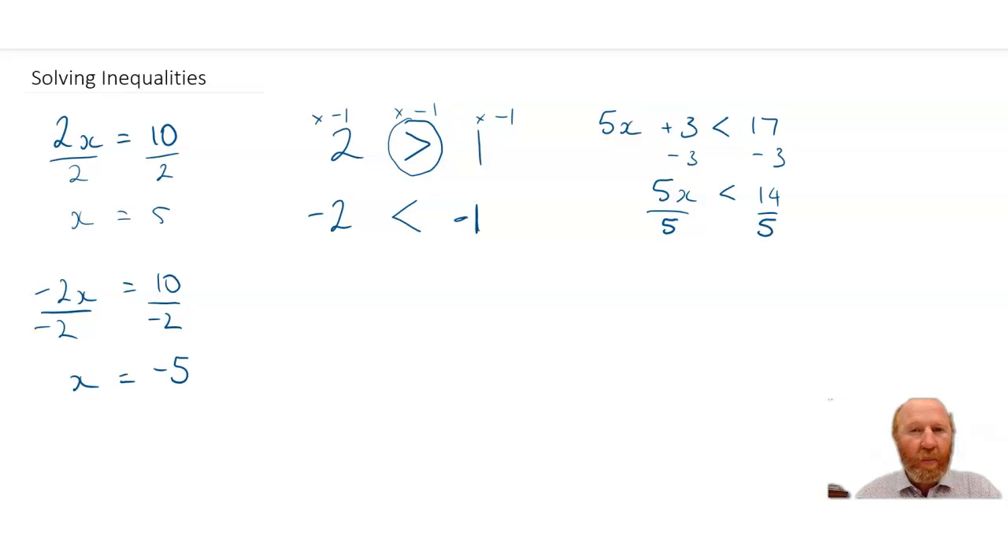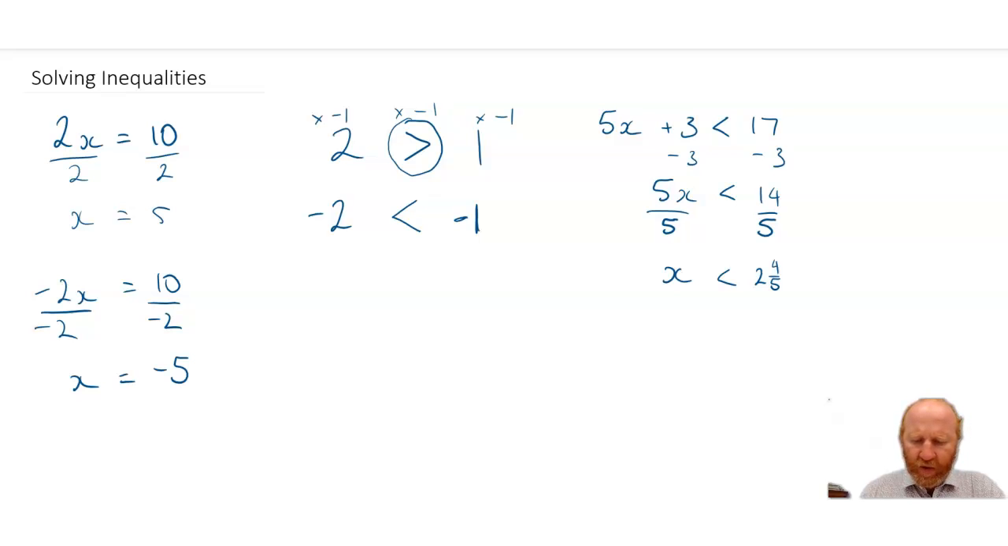I've divided by a positive number, and positive numbers don't change the sign of things when we divide or multiply. If they don't change the sign of numbers, they're not going to change the direction of our symbol just there. Now 5 goes into 14 2 times and 4 left over out of 5, so x is less than 2 4/5.